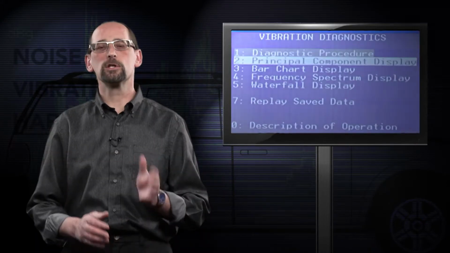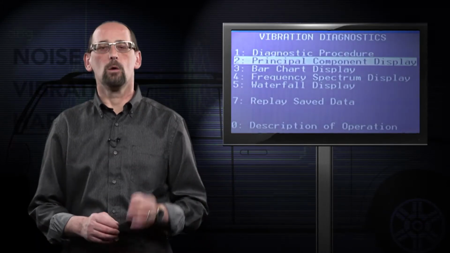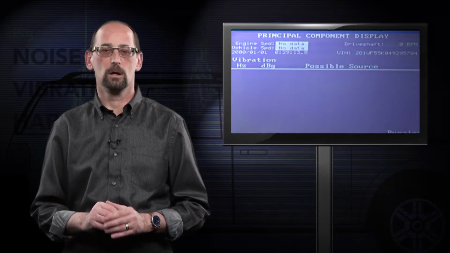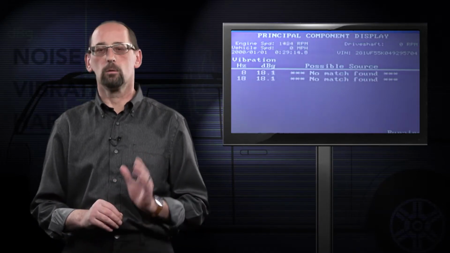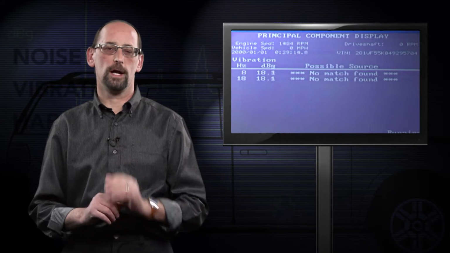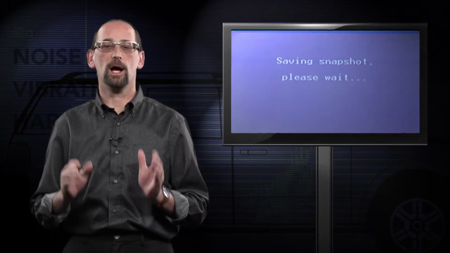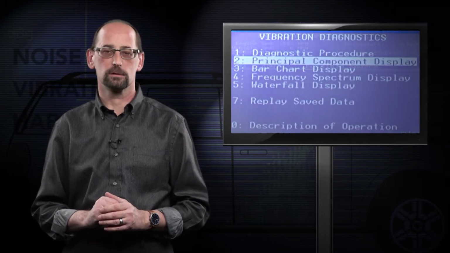To begin, we will first connect our vibration analyzer to the data link connector. Then, the accelerometer of the tool is placed on the seat track. In the principal component display menu, we start the engine and create a misfire to induce a vibration. Under possible source, we see 0.5 order engine. We take our snapshot so we can review it as we continue our diagnosis.